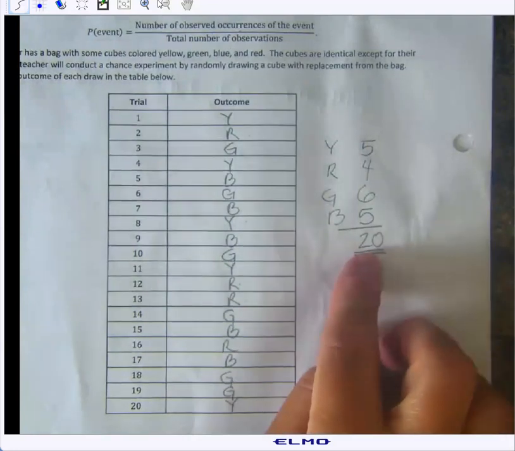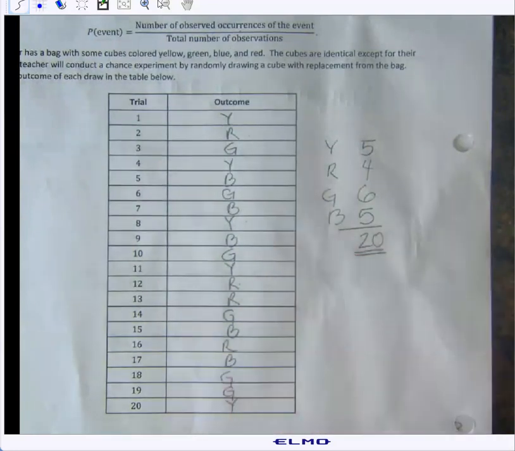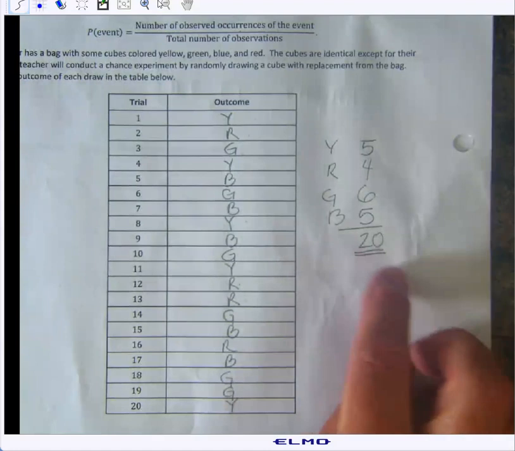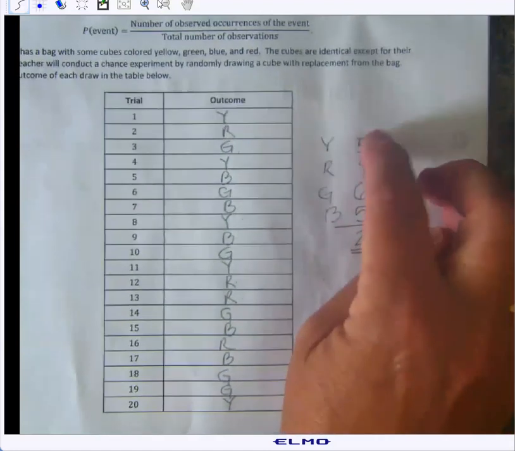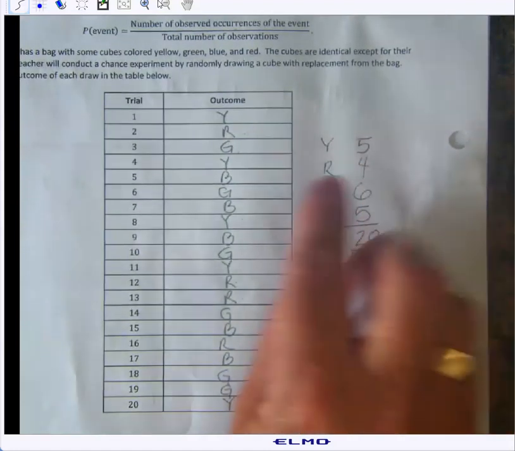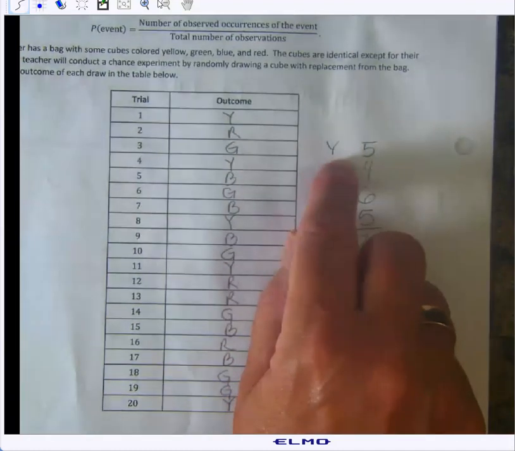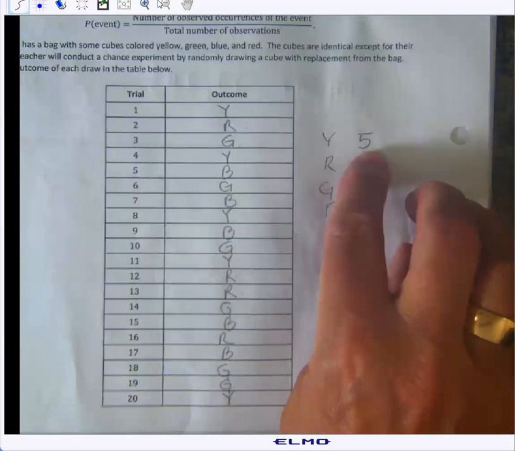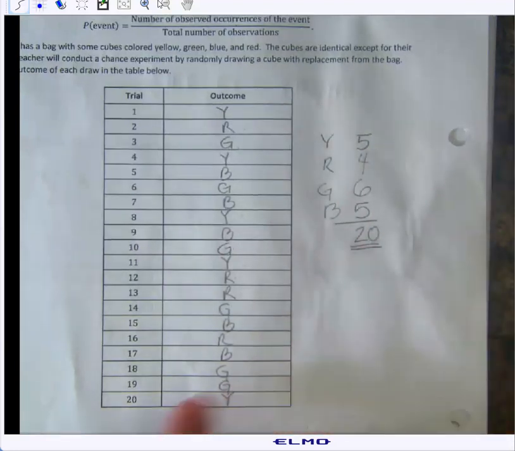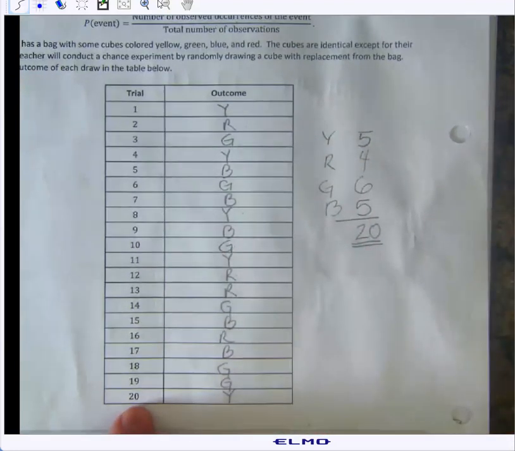And then I tallied up the results, and you can see that I got yellow 5 times, red 4 times, green 6 times, and blue 5 times. All those add up. These are the frequencies of each event. You know, the event would be, oh, I got a yellow. That's the yellow event, okay? The frequency was 5. So all those should add up to 20 because I did this 20 times.